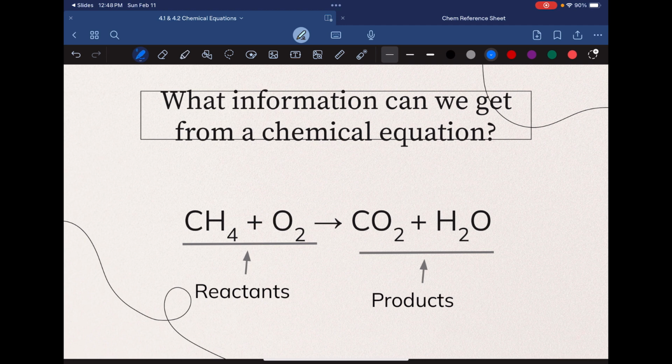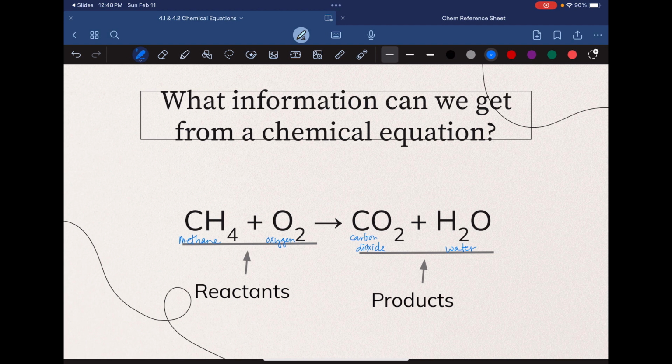If we wanted to name these, CH4 is methane, oxygen is O2, CO2, hopefully you know, is carbon dioxide, and H2O is water. If you wanted to be fancy, you could say dihydrogen monoxide, but we don't have to be fancy.